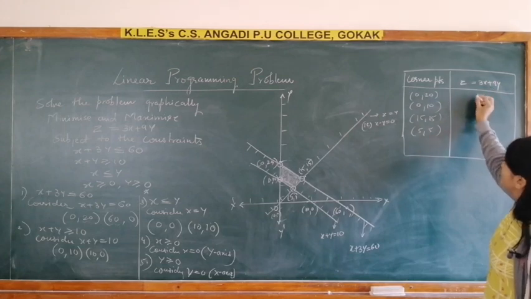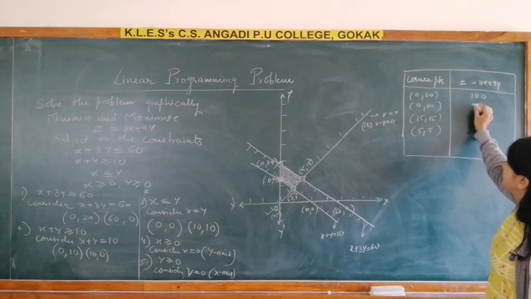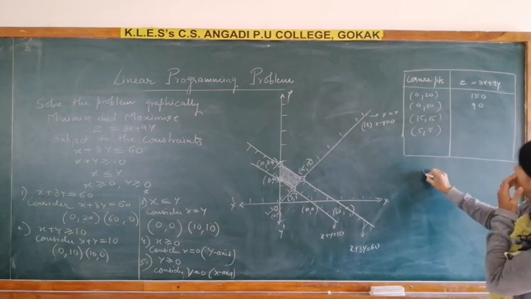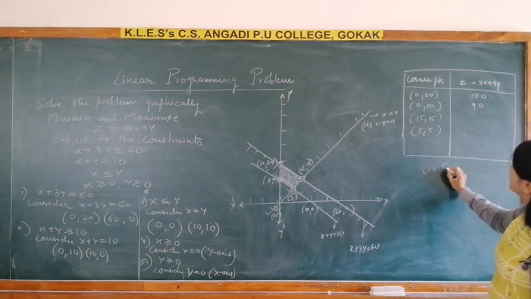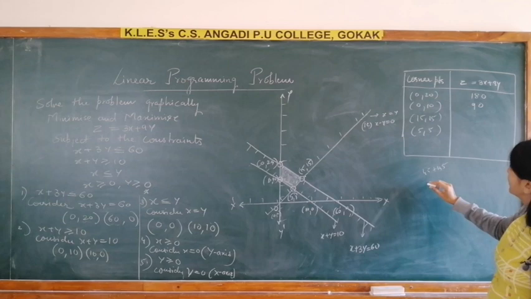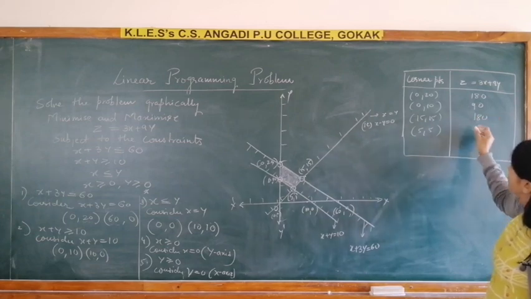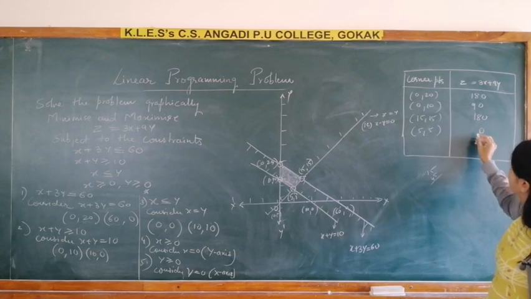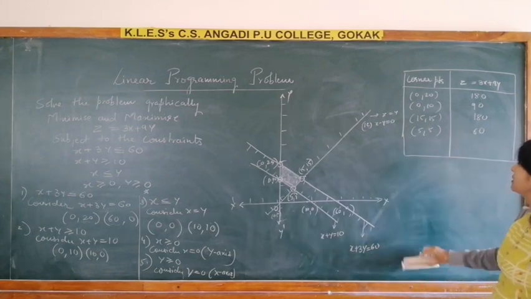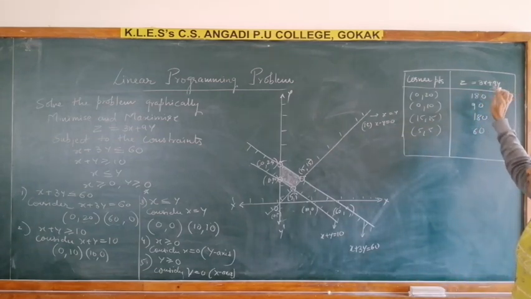When x is 0, 9 2s are 18, you will get 180. This is 90. This is 15 3s are 45, 15 9s are 135. So 135 plus 45, how much you will get? 180. And the next point is 5 3s are 15, 9 5s are 45. So you will get 60. So these are the values when you substitute that point in this objective function.